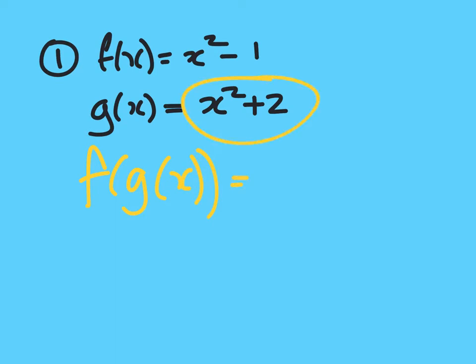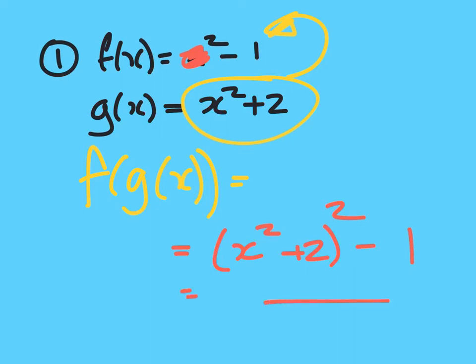So that means we put the g formula into the f formula. Now when I put the g formula into the f formula there, I take away that x and put that in its place, it's going to give me an x squared plus 2, then I've got to square it, because of this square here, and then take away 1. Okay, if I remove all the brackets there and tidy up, I'll get my answer.